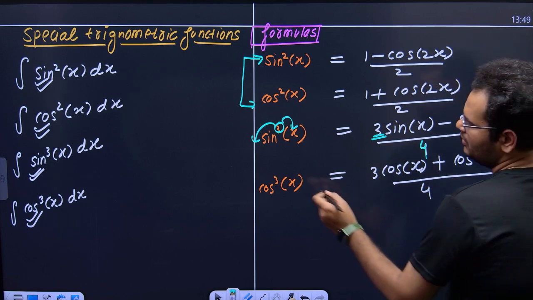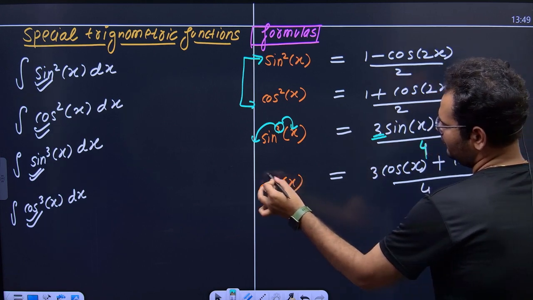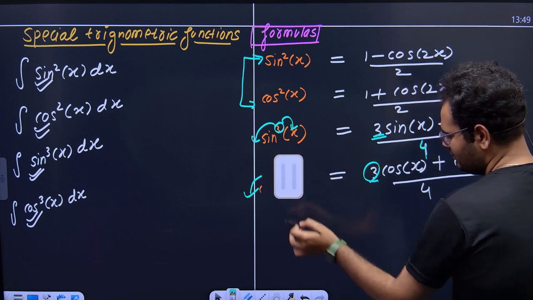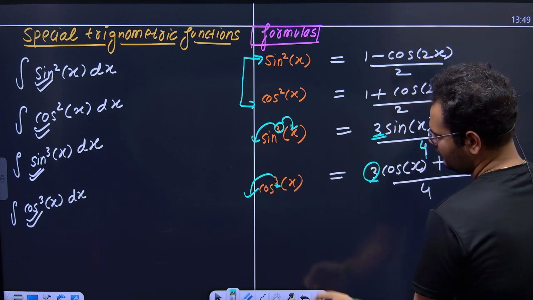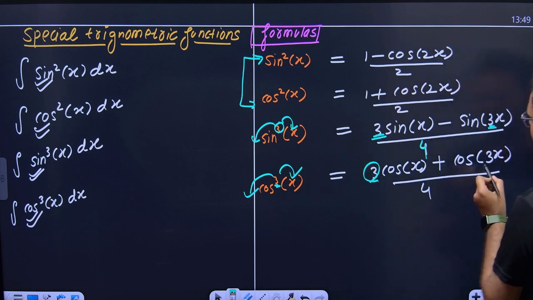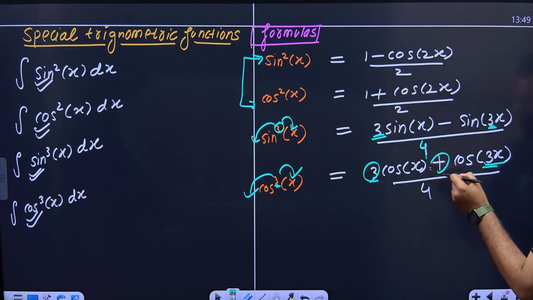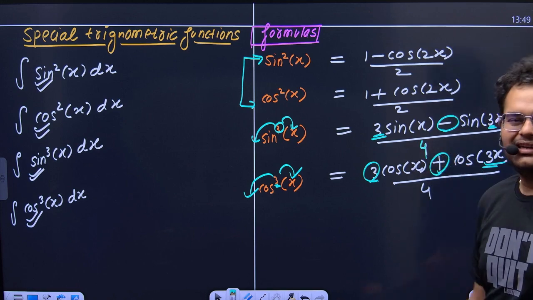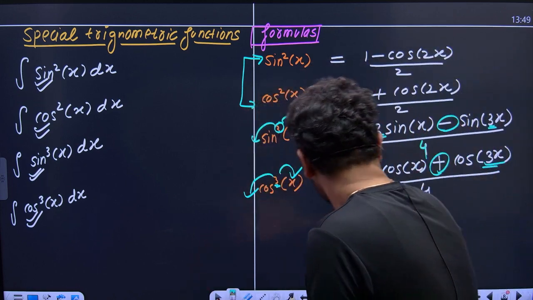Similarly here, cos 3x, this 3 will come here. So this 3 came here. Similarly, this 3 will again go here. So this 3 is here, and here plus comes. In sine it is minus, here it is plus, and in denominator anyway it is 4. So let us quickly solve the question.